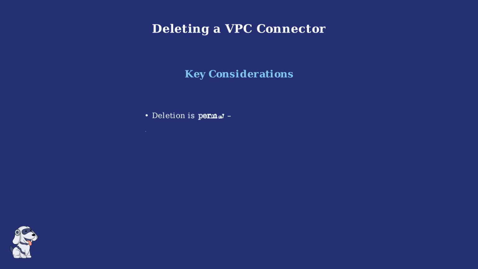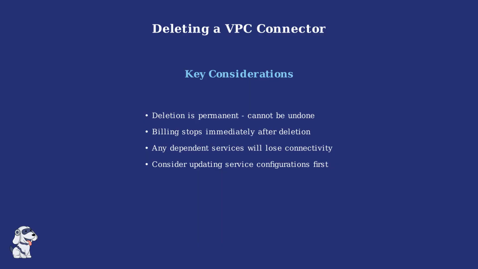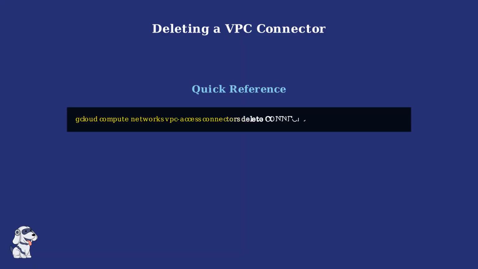Here are some key considerations to keep in mind when deleting VPC connectors. The deletion is permanent and cannot be undone. However, billing stops immediately, which helps control costs. Make sure to update any service configurations that might reference the deleted connector. To summarize, deleting a VPC connector is straightforward once you've verified that no Cloud Run services are actively using it. Use the gcloud compute networks vpc-access connectors delete command with the connector name and region. This cleanup step is important for maintaining an organized and cost-effective Google Cloud environment.